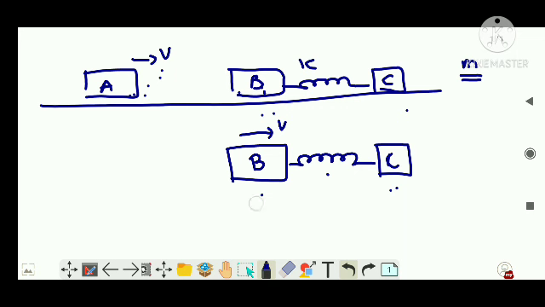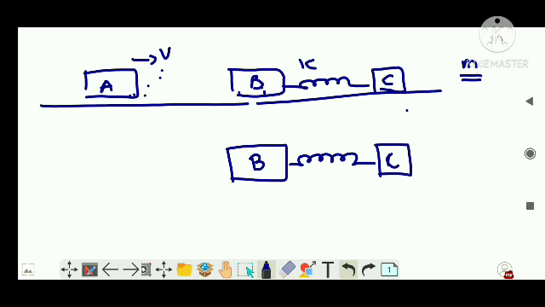Now at some point, the velocity of B and the velocity of C become equal. The same velocity by which B is moving, C will also be moving. Suppose B is moving at 2 meters per second in this direction and C is also moving at 2 meters per second in this direction, then the spring will not be compressed further. I have taught this in detail in your spring section. If this is a compression at B, here there is an elongation. Due to B it is compression, due to C it is elongation. That's why it negates.